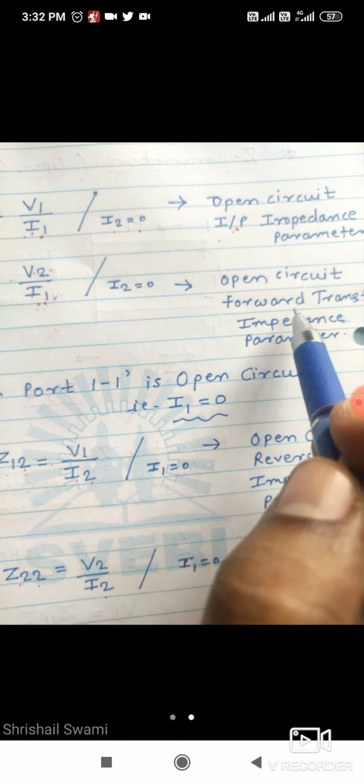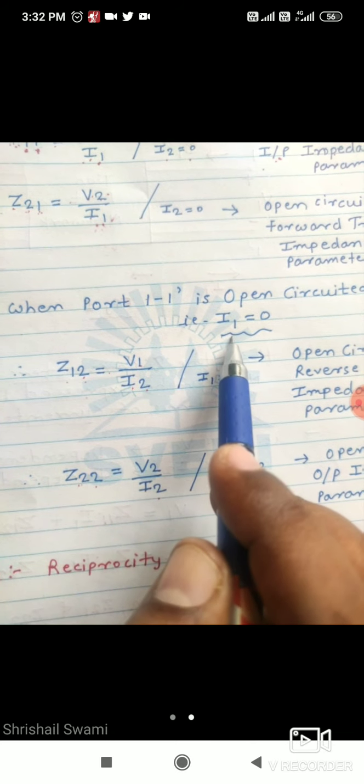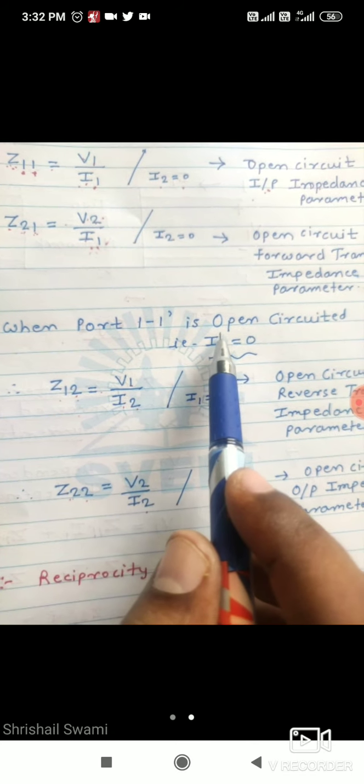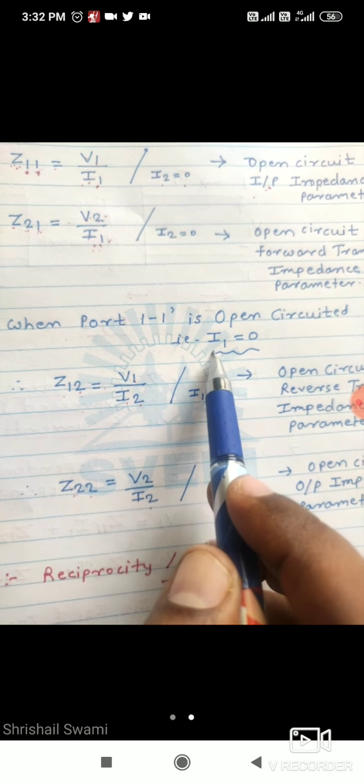Understood now why it is called forward transfer impedance parameters. Now similarly, if you put I1 equal to 0 in equations 1 and 2, you will get the remaining two parameters, that is Z12 and Z22. So I1 equal to 0 means what? When port 1 dash is open circuited, that is I1 equal to 0.